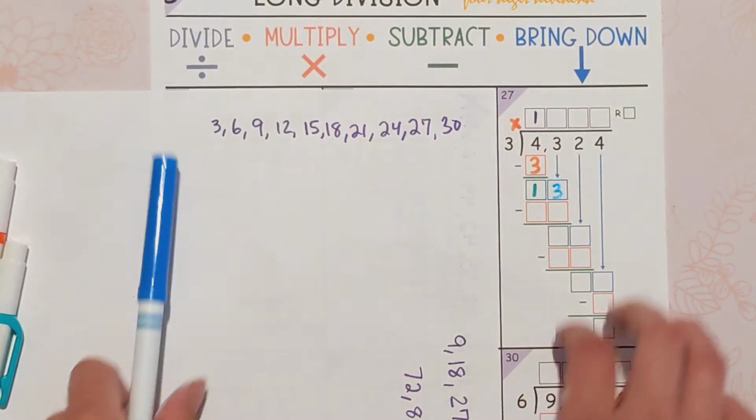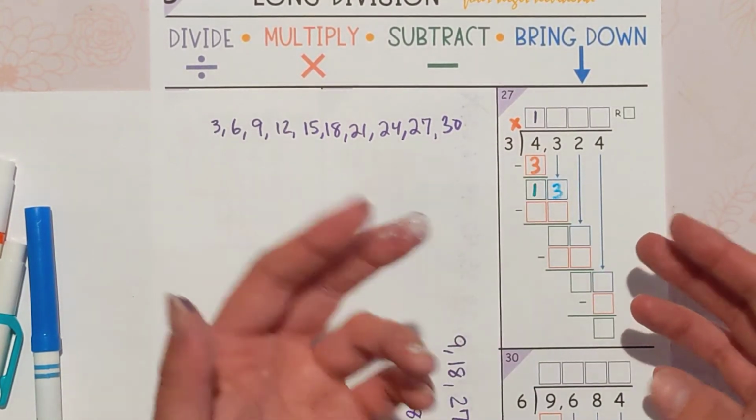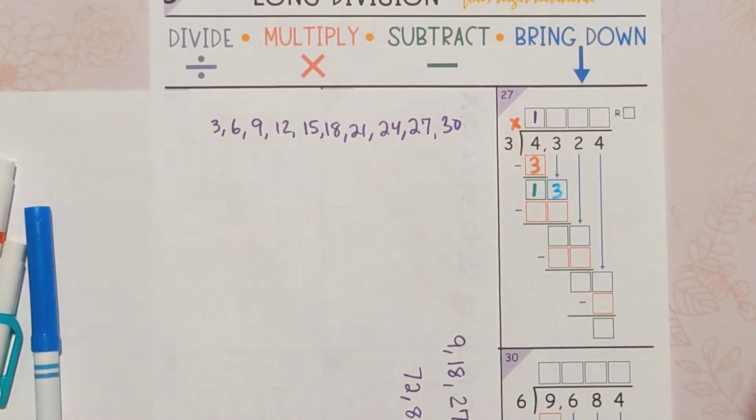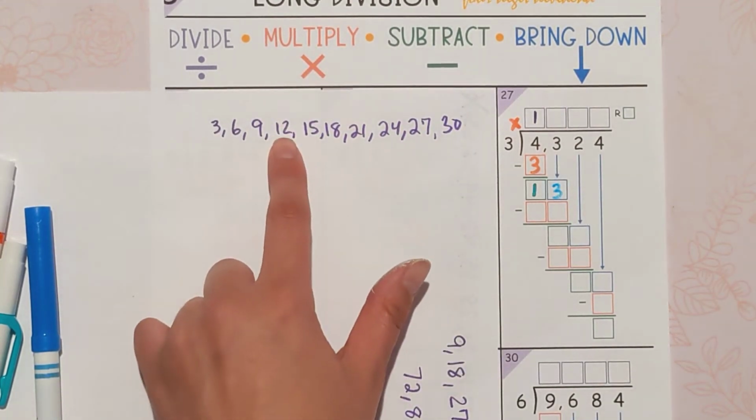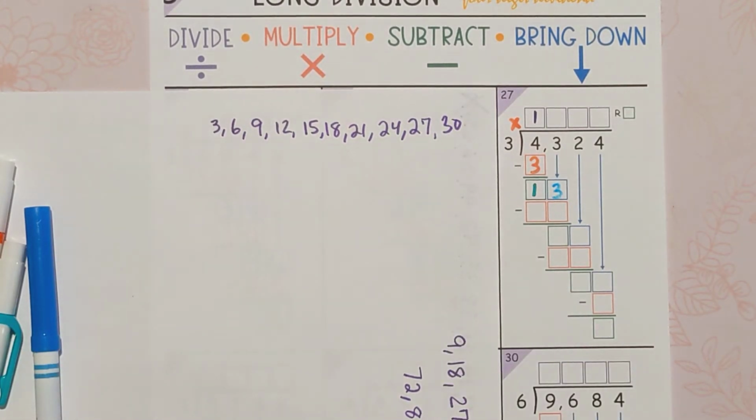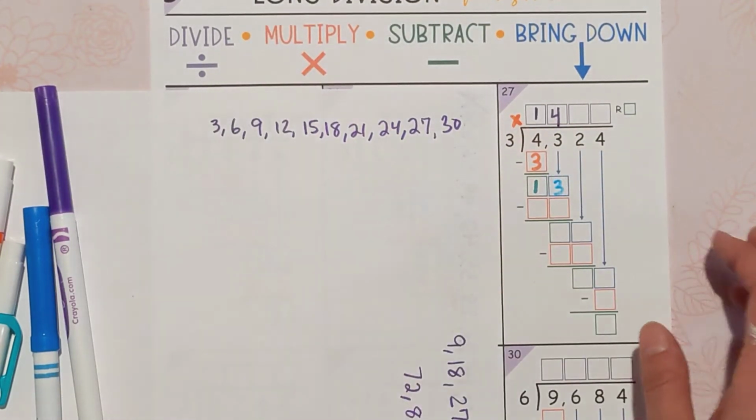All right, I want you to think about what we would do next. We're going to take that 13 and divide it by 3. So how many times can you skip count your 3s before you go over 13? Just to here. So 1, 2, 3, 4 times. Where does that 4 go? Up top.